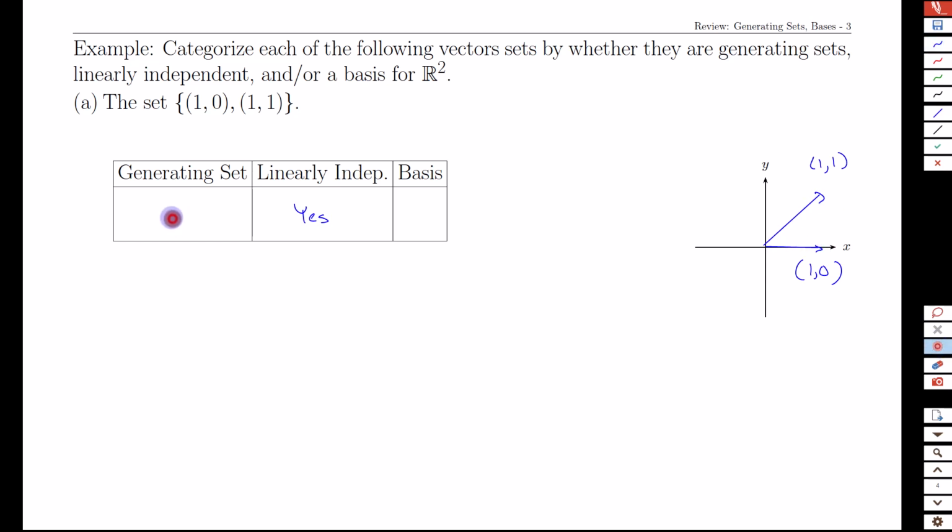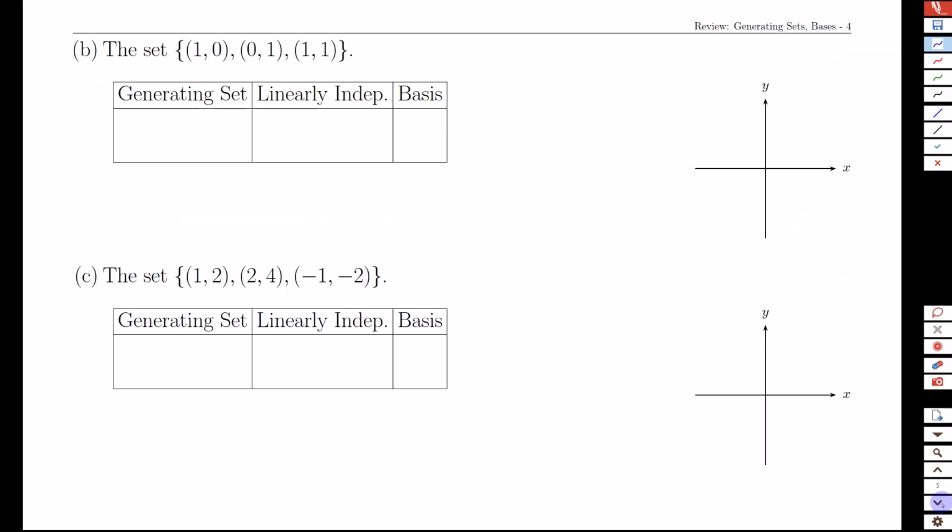And is it a generating set for R2? Well, absolutely. Any point I can pick, I can get to there by some combination of a line parallel to the x-axis and then back along the 45-degree line. So absolutely, this is a generating set, and because we have yes plus yes, this is also a basis for R2. Now how about a contrast of (1, 0), (0, 1), and (1, 1), each of those vectors?